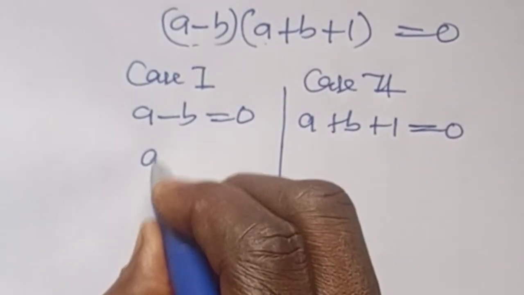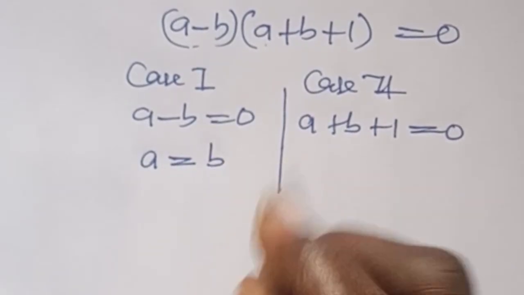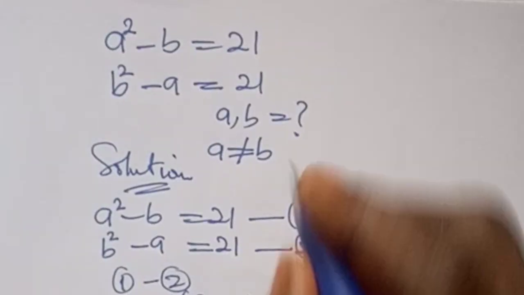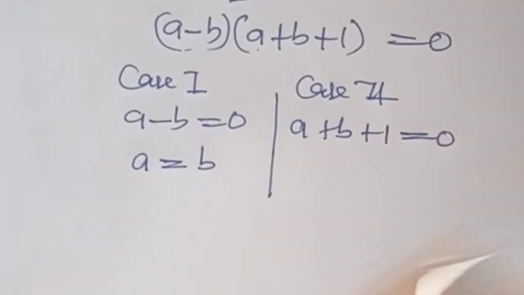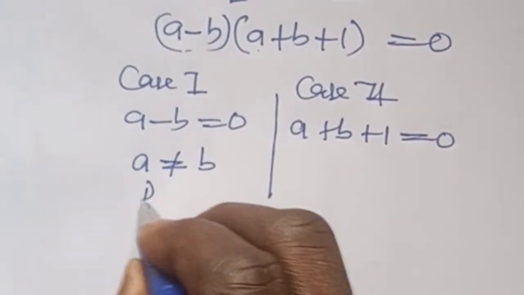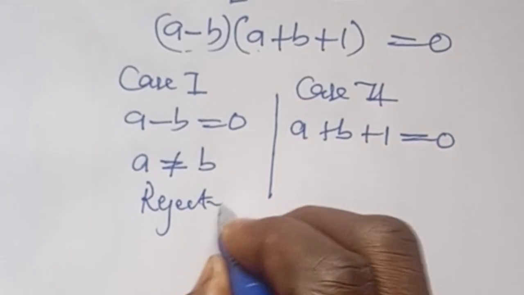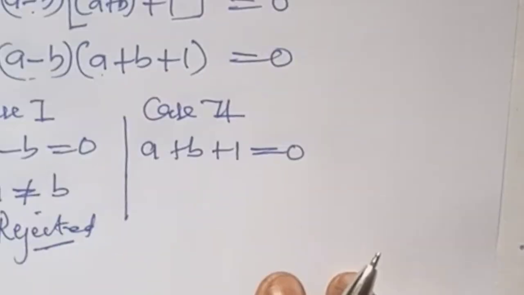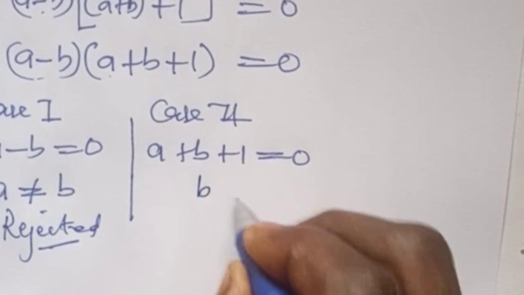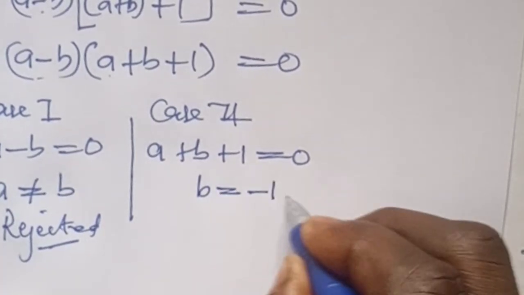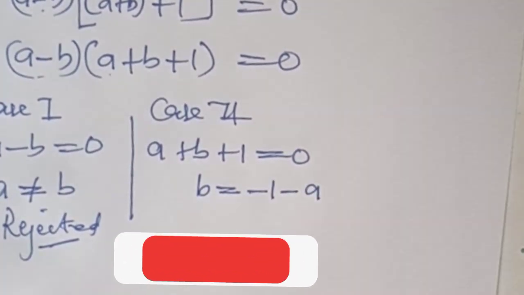But here, a is equal to b. But from the instruction, a is never equal to b. So this option is rejected. So from case 2, if we make b the subject of formula, b will therefore be equal to minus 1 minus a.